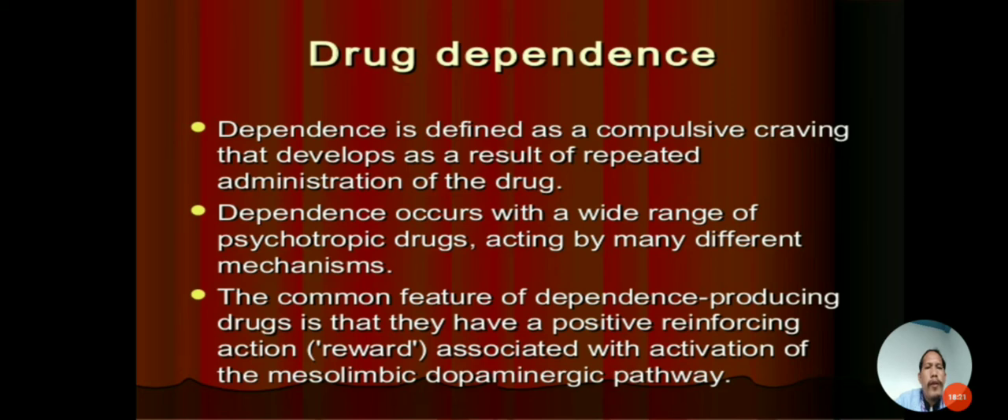Dependence occurs with a wide range of psychotropic drugs acting by many different mechanisms. The common feature of dependence-producing drugs is that they have positive reinforcing actions or reward associated with the activation of the mesolimbic dopaminergic pathway.